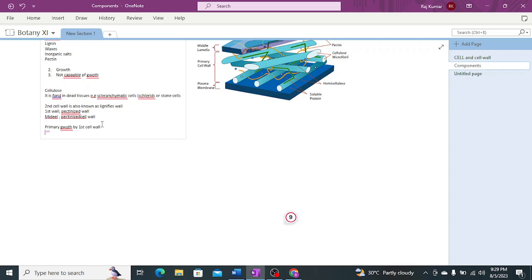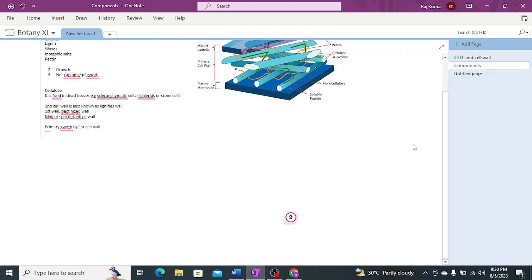As calcium and magnesium salts as well as pectin deposit within the single parent cell, they start forming the middle lamella, which divides that single parent cell into two daughter cells. These two daughter cells will be adjacent to each other, and they will be connected with the help of the middle lamella. That is why the middle lamella is formed during cytokinesis.